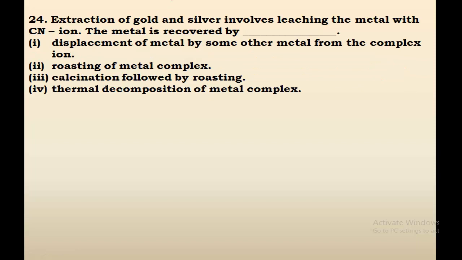24th, extraction of gold and silver involves leaching the metal with the CN⁻ ion. How is the metal recovered? Displacement of the metal by some other metal from the complex ion, roasting of the metal complex, calcination, or thermal decomposition of the metal complex. So it involves displacement of the metal by some more electropositive metal like zinc from the complex ion. So this is the right answer. Option 1 is the correct one.